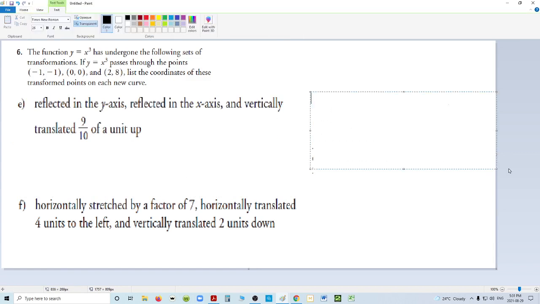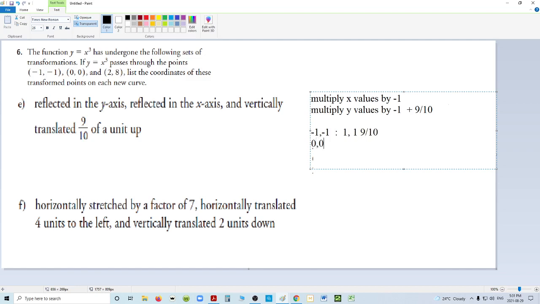And reflected in the x-axis. So that means multiply your x values by -1 because it's reflected in the y-axis. Then multiply your y values by -1 because it's reflected in the x-axis. Then it says vertically translated 9/10 up. So that's a vertical translation, so add 9/10 to your y value. So at -1, -1, that becomes +1, and then add 9/10, 1 and 9/10.